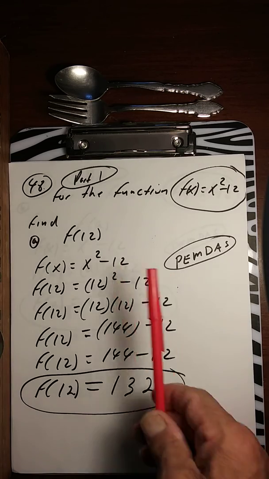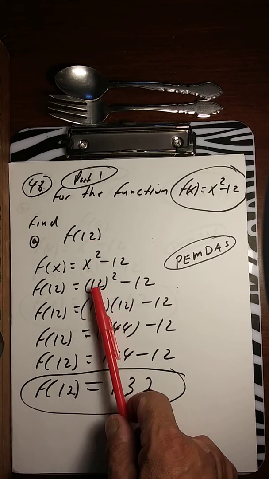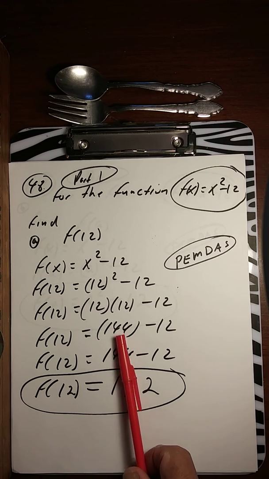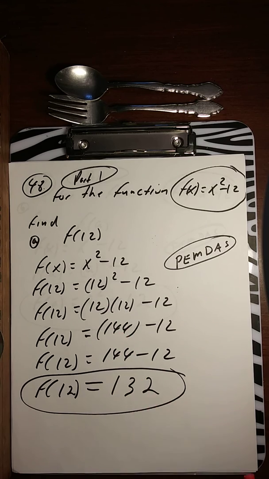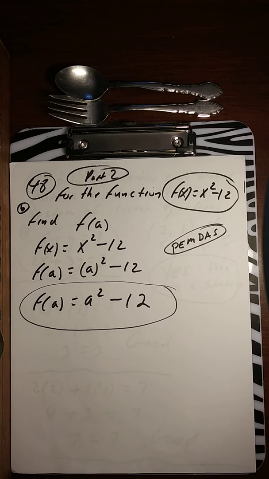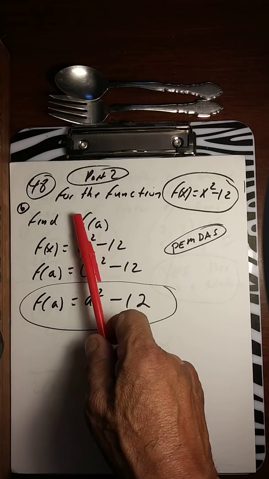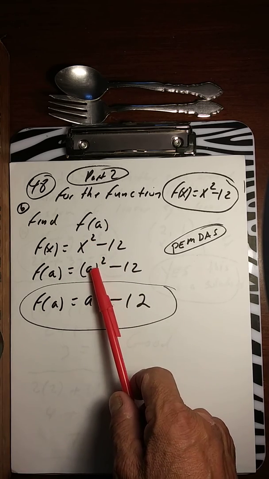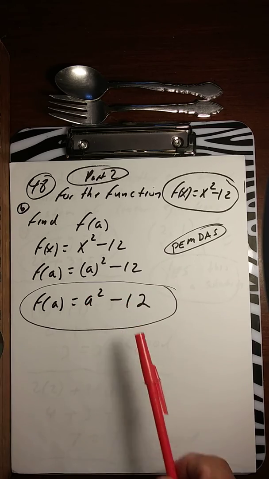For the function, find f of 12. Put a 12 in there. 12 times 12 is 144. 144 minus 12 is 132. For the function, f of a. Put an a in there. a times a is a squared. So a squared minus 12.